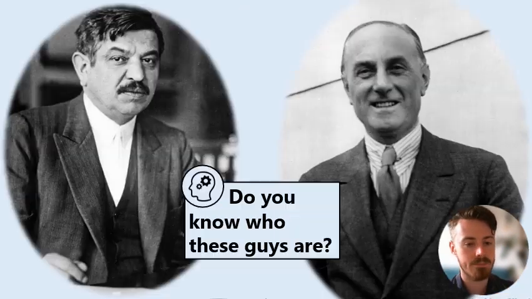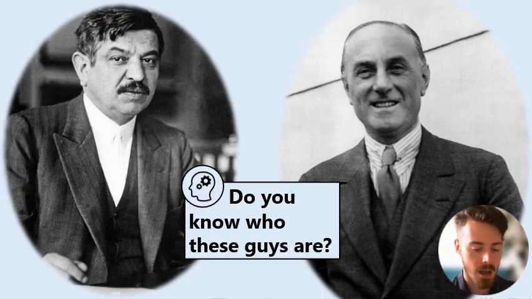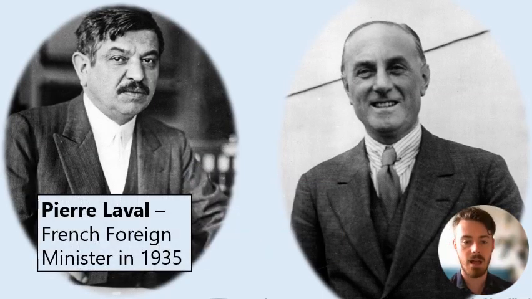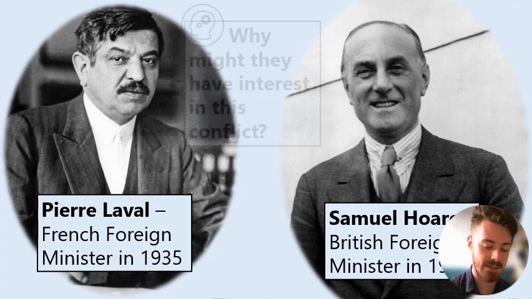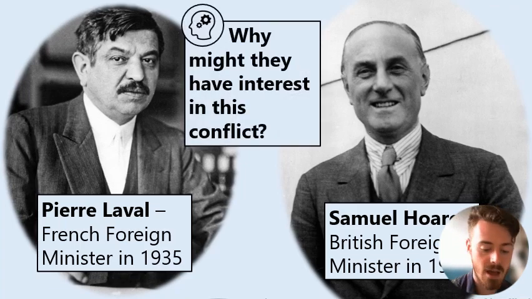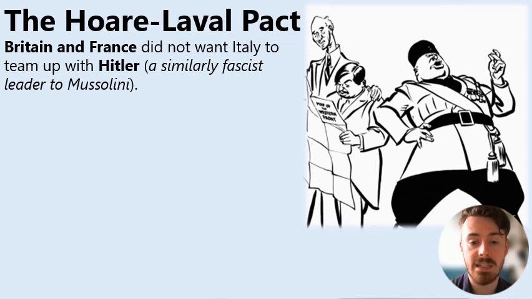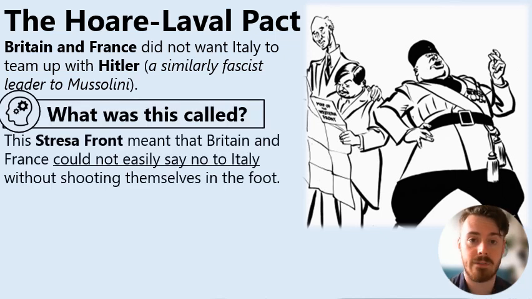And the last one is involving these two. These two are Pierre Laval, who is the French Foreign Minister, and Samuel Hoare, who is the British Foreign Minister. These two are representing Britain and France on a foreign scale. They are in the League of Nations. They're probably representing that group here, and they have an interest in this conflict. They are in an alliance with Mussolini. It's called the Stresa Front.